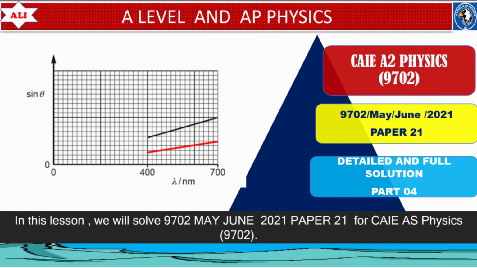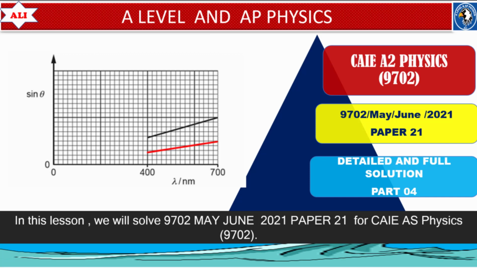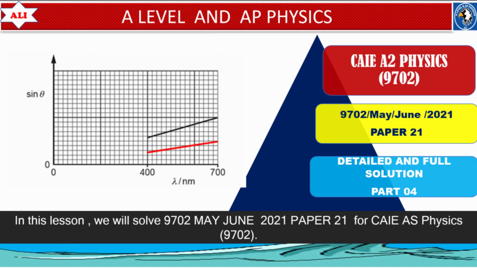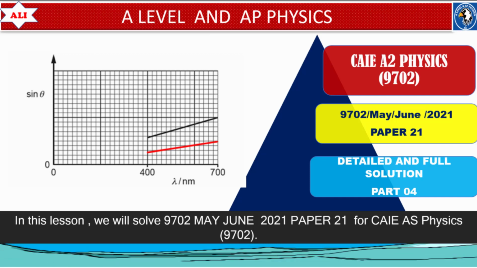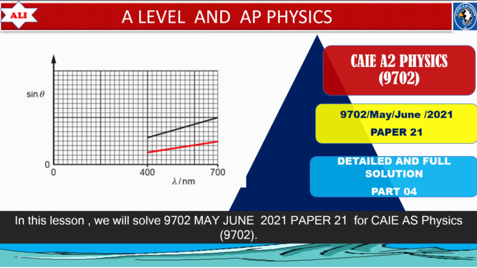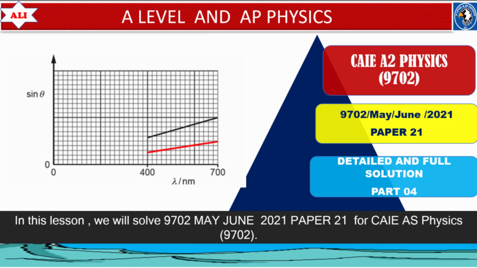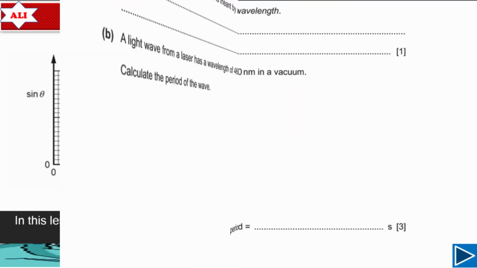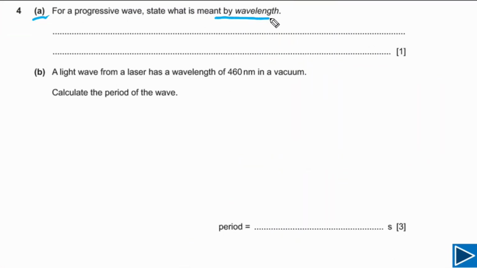In today's lesson, we will discuss question number 4 from May-June 2021, paper 2-1. This question is about waves, especially based on properties of waves and diffraction grating. These two concepts are very important because most of the time they will ask about these concepts in the CIE exam. For part A, we need to state what is meant by wavelength for a progressive wave.